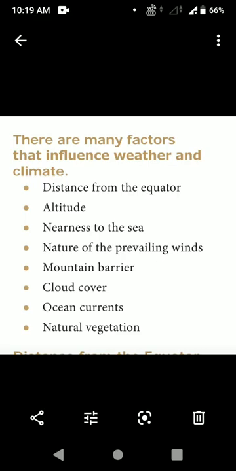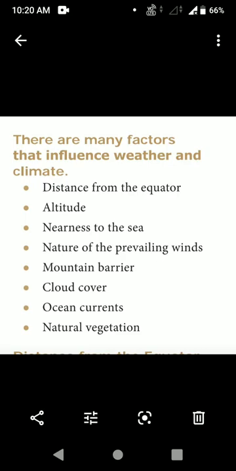Students, do you know what are the factors of weather and climate? Yes, there are different factors that influence weather and climate. They are distance from the equator, altitude, nearness to the sea, nature of the prevailing winds, mountain barrier, cloud cover, ocean currents, and natural vegetation. Okay. So distance from the equator, or latitude.